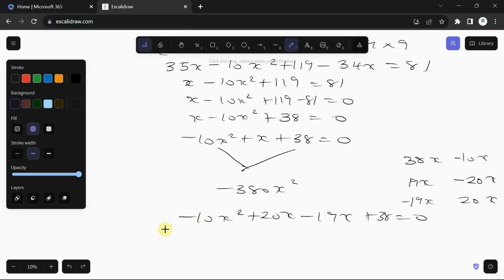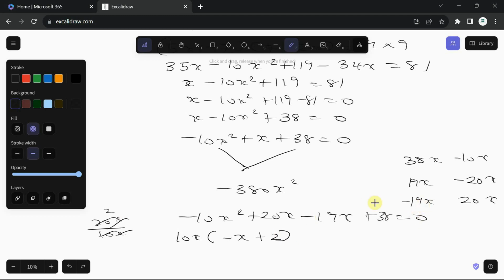This is 10x squared, this is 20x. So I could say 10x is common in both of them. 10x squared divided by 10x: 10 will cancel 10, one of the x will go, so it will remain minus x. And you can try that out. 20x divided by 10x will give me 2, so plus 2. I'm done with these first two terms.